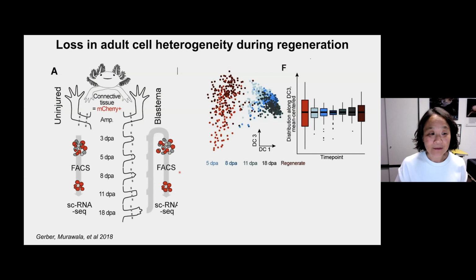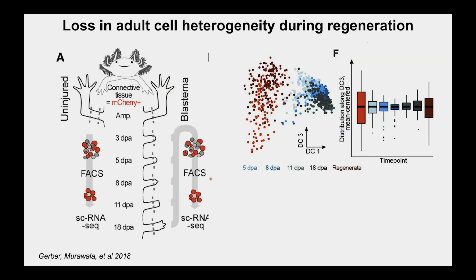So that gave us the confidence to apply single-cell sequencing to analyze the transition of a mature fibroblast into a blastema cell. So we used another Cre-lox reporter, which expressed the cherry gene irreversibly in fibroblast cells. And we performed a regeneration time course, FACS sorting out these cherry-positive cells from the tissues and then performing single-cell sequencing.